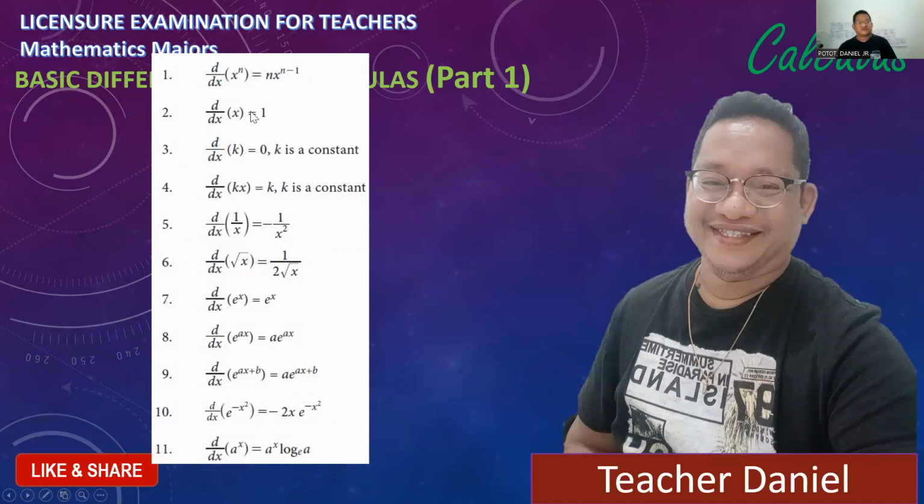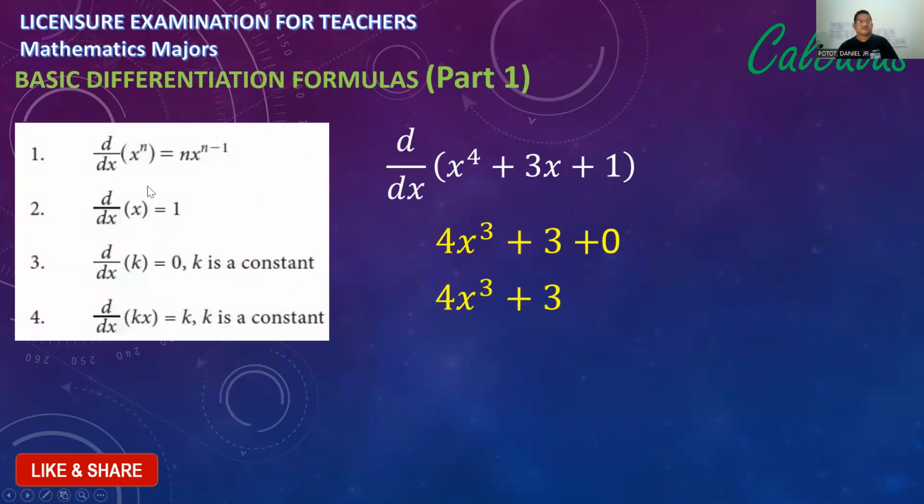Ito yung part 1 natin, ano yung derivative ng 1 to 4. So let's try to combine the 1, 2, 3, 4 formulas. So let's try to have the following. The derivative of x to the 4th plus 3x plus 1 is equal to, isa-isahin nyo lang, di ba? The derivative of x to the 4th, yung 4 mo ilagay mo sa harap, then 4 minus 1 is 3, 4x cubed. The derivative of 3x is equal to 3. Then the derivative of 1 is equal to 0. So therefore, the answer now is 4x cubed plus 3.